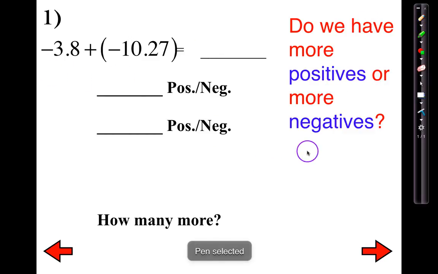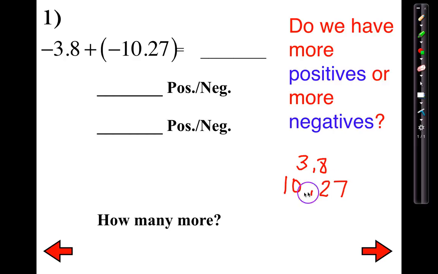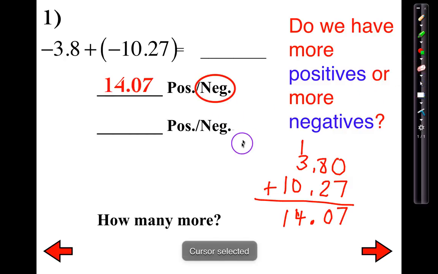Well, the 3 8/10 are negative, so I'm going to write that down. But the 10 27/100 is also a negative. So altogether, I have a total of, let's see, 0 plus 7 is 7, 8 plus 2 is 10, carry the 1, 1 plus 3 is 4, 1 plus nothing is 1, bringing down the decimal. I have a total of 14 7/100 negatives. So I'm going to go ahead and write that in my notes.